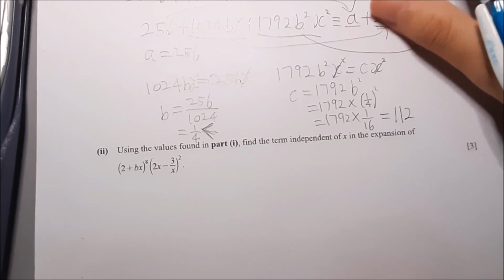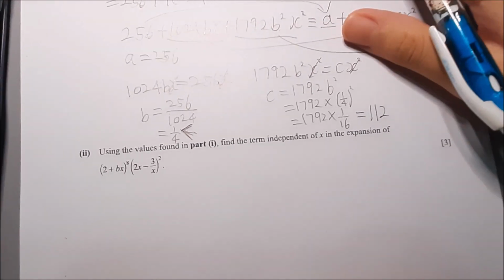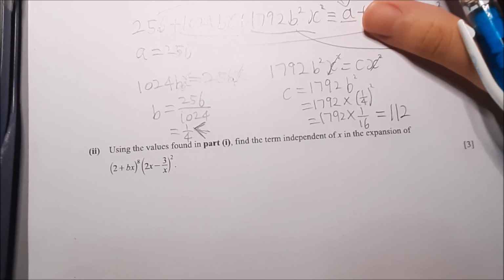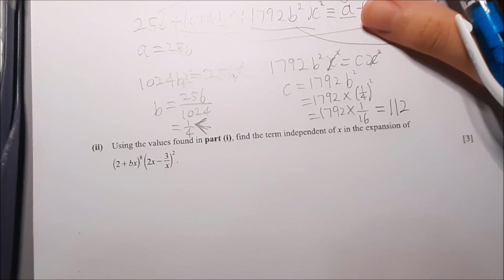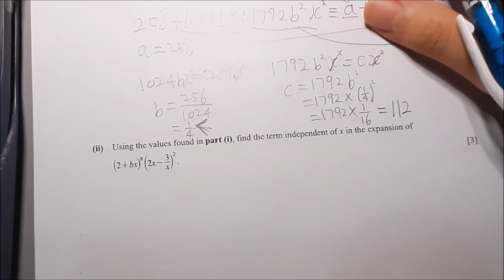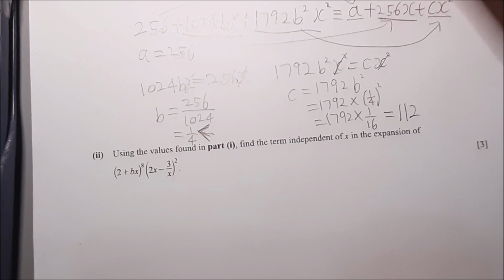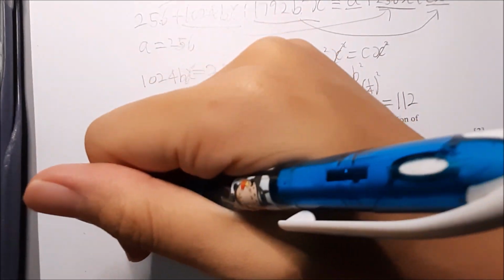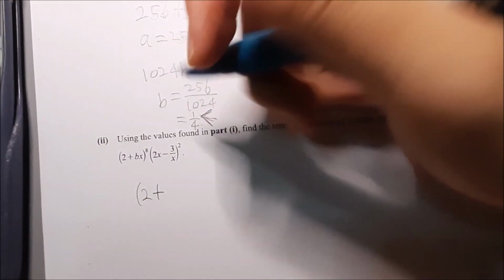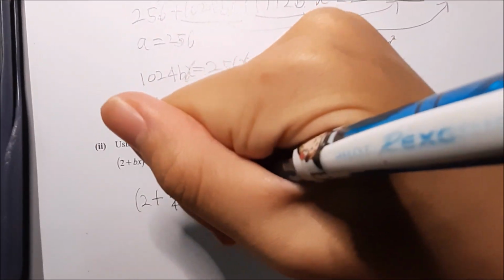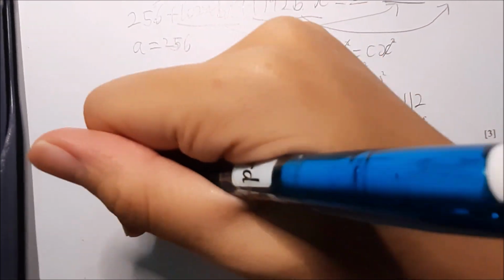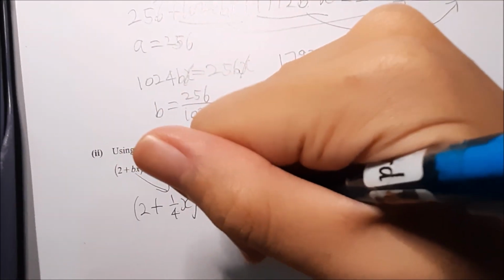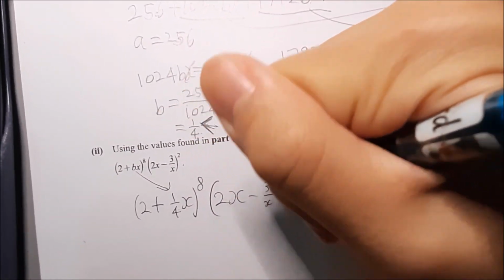Part 2. Using the values found in part 1, find the term independent of x in the expansion of (2 + bx)^8 (2x − 3/x)². So the first thing you have to do is substitute the b value that you have found. So you just substitute this value inside here. This was your b, which I changed to 1/4 because we found out that it was 1/4, and it is like that.